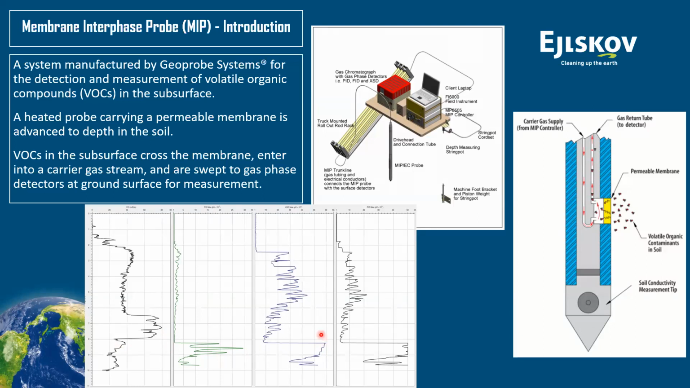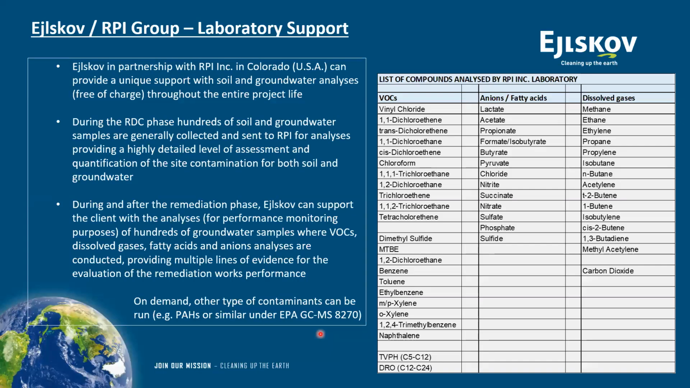How do we do that? Based on the MIP data, we collect a large amount of both soil and groundwater samples. Through the support that we have from RPI, we are able to send hundreds of samples to the US and get them analyzed for free. RPI follows very strict protocols when it comes to performing analysis, because it comes down to quality at the end of the day. So we want to make sure that the design is done in the best way possible.